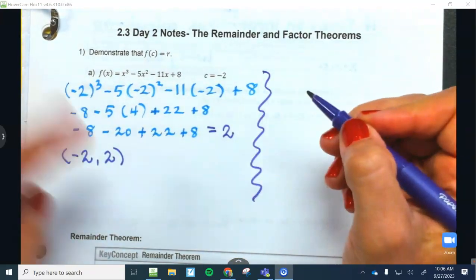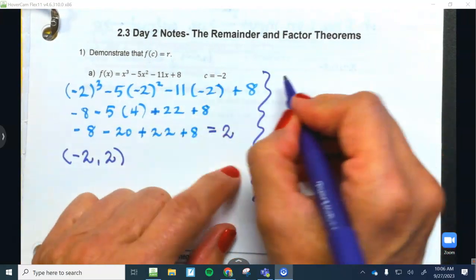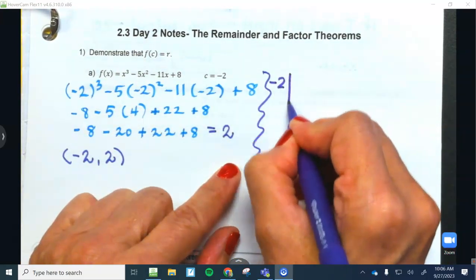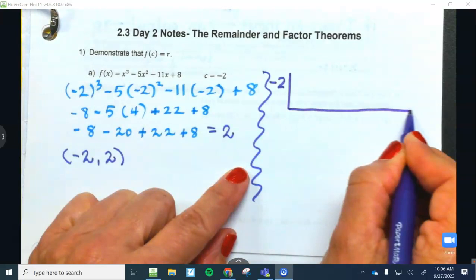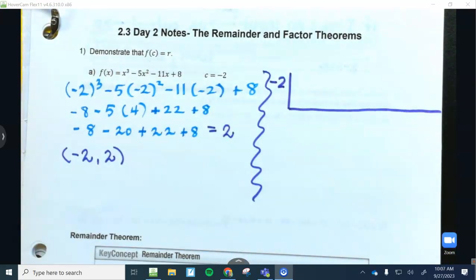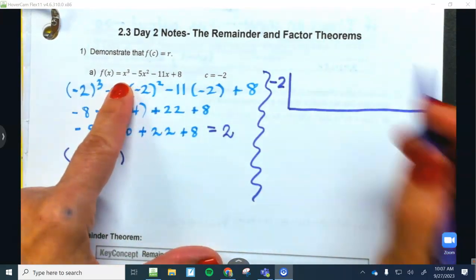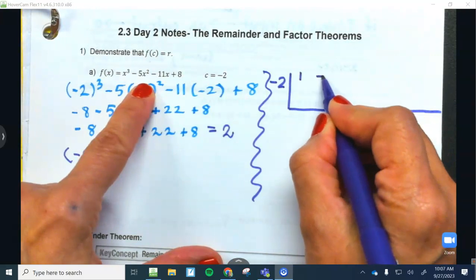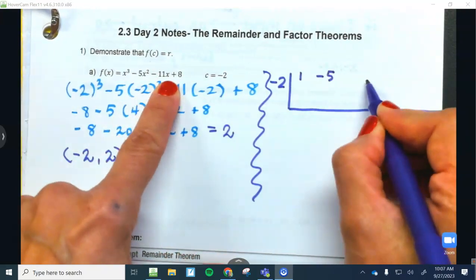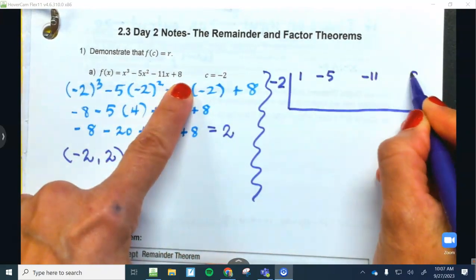Let's pretend I was doing synthetic substitution. I'm going to put a -2 right here. Draw my upside down box. Now let's do the synthetic substitution. Let's put these coefficients right here. So we have a 1, a -5, -11, and an 8.